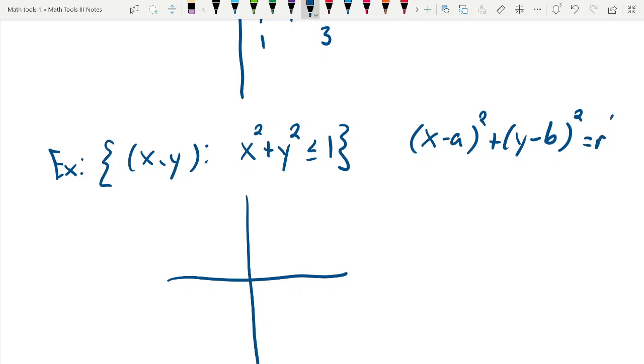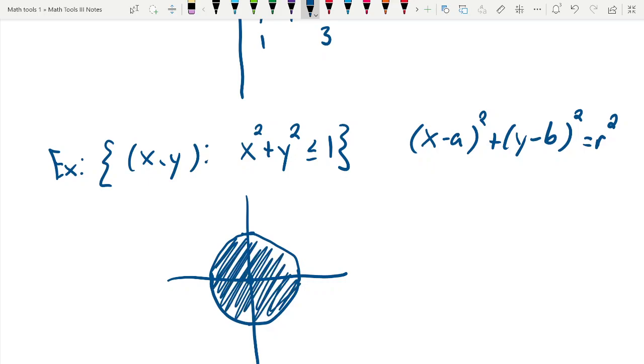The equation looks like this, where r is the radius and (a, b) is the center. So here, with no a and b terms, the center is at (0, 0). The radius is 1. I'll make this a little bit larger. And because it's less than or equal to 1, it's all the points within the circle. So this would be a closed bounded region.